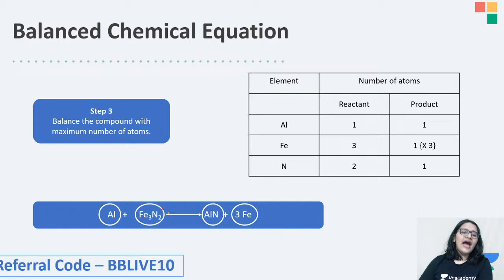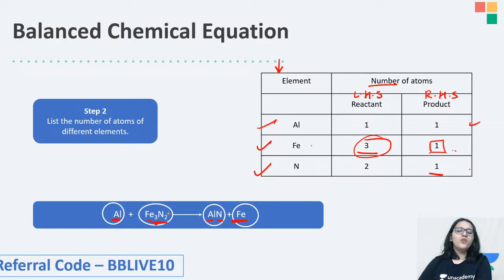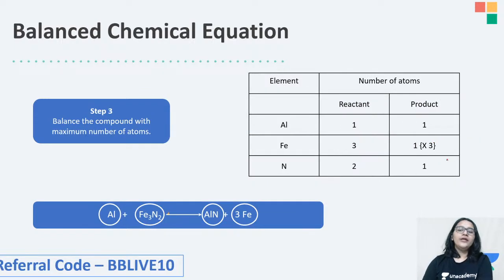So I had 3 iron on the left hand side and 1 iron on the right hand side. Can I make this 1 into 3? Do we have 3 in the table of 1? Yes. 1 1s are 1, 1 2s are 2, and 1 3s are 3. So if I multiply it by 3, I am going to get 3 on the right hand side also. So I multiply 1 into 3 and I get 3Fe on both the sides, left hand side as well as right hand side. So is iron balanced now? Yes, iron is absolutely balanced.